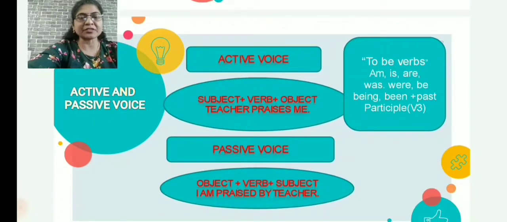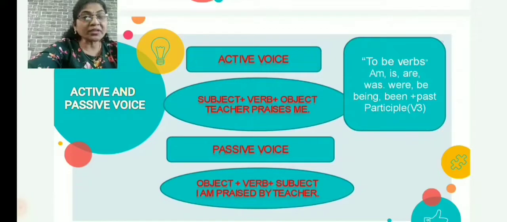Active and passive voice. First we will see the formation of active voice and passive voice and how to identify them with the formation. Now see, active voice: subject plus verb plus object. That means in active voice, these three factors are very much important. What? Subject, verb plus object.